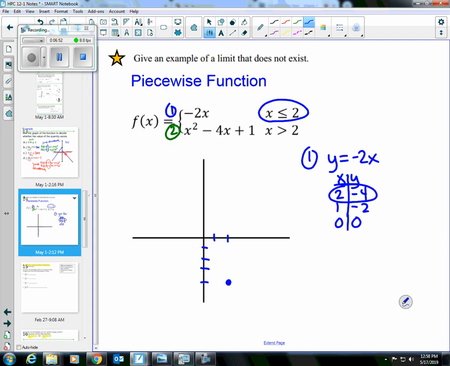And then we're going to have that linear equation going back. So 1, -2, 0, 0. You could also use the slope, up 2, back 1, up 2, back 1. That's totally fine. That would be that first part of the graph, or the first piece.